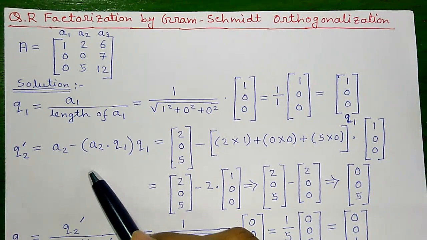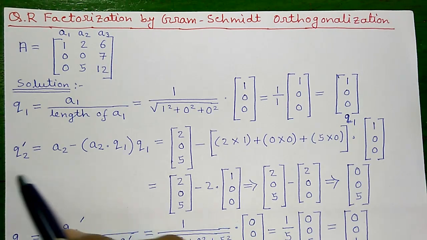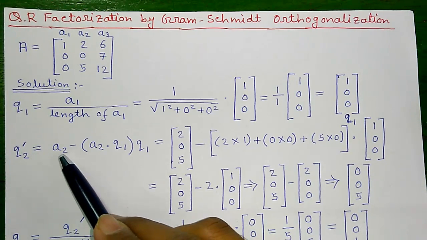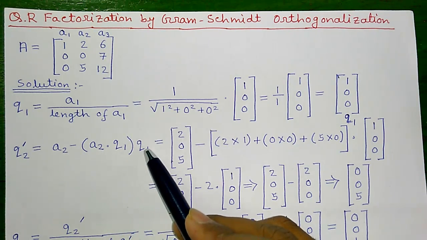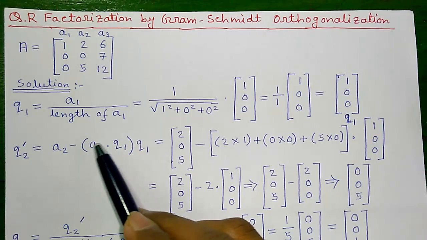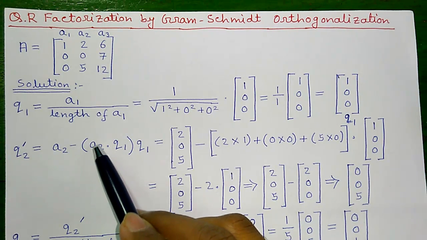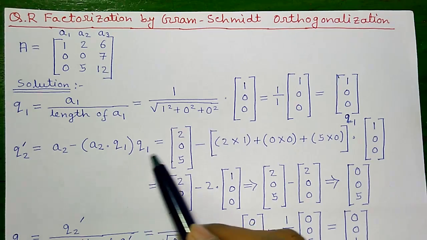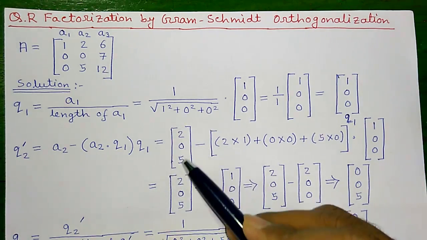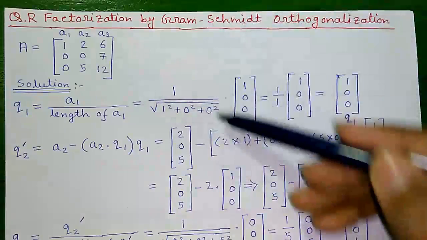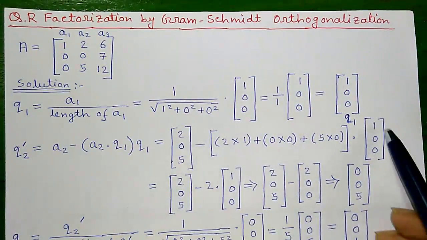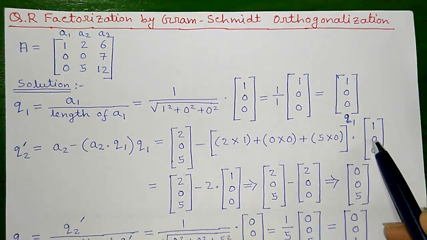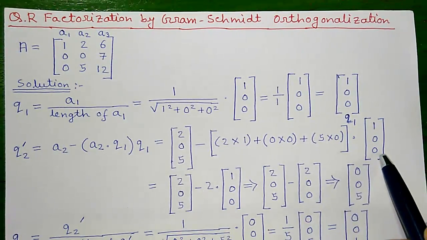Next we will calculate Q2 in two steps. First we will calculate Q2 prime, which is equals to A2 minus A2 dot Q1 into Q1. Here A2 dot Q1 represents the dot product of vector A2 and Q1. So which is equals to A2, that is 2, 0, 5 is our second column, minus dot product of A2 into Q1. 2 into 1 plus 0 into 0 plus 5 into 0, into Q1.